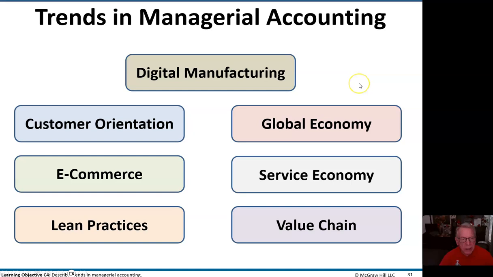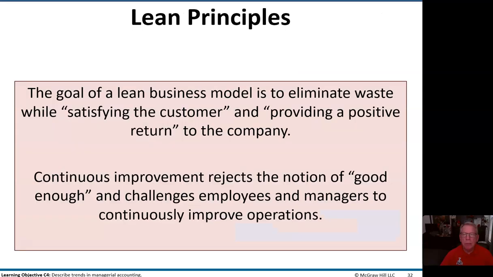Part of that reason is that we have automated so much of manufacturing that the people that were employed in manufacturing now are more employed in service industries. And then we have a value chain, which we'll talk about a little later in the course, where we add value to our product along the way. And we look to see those processes which do not add value, and we try to eliminate them.